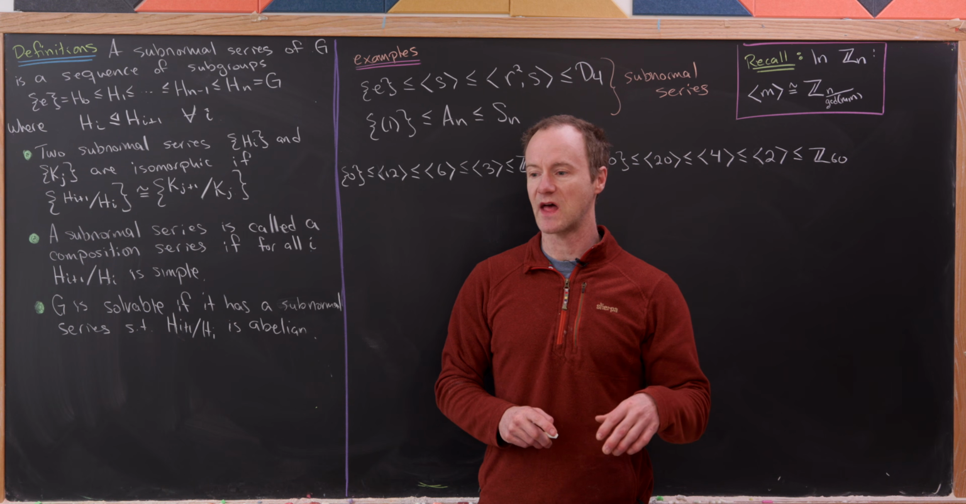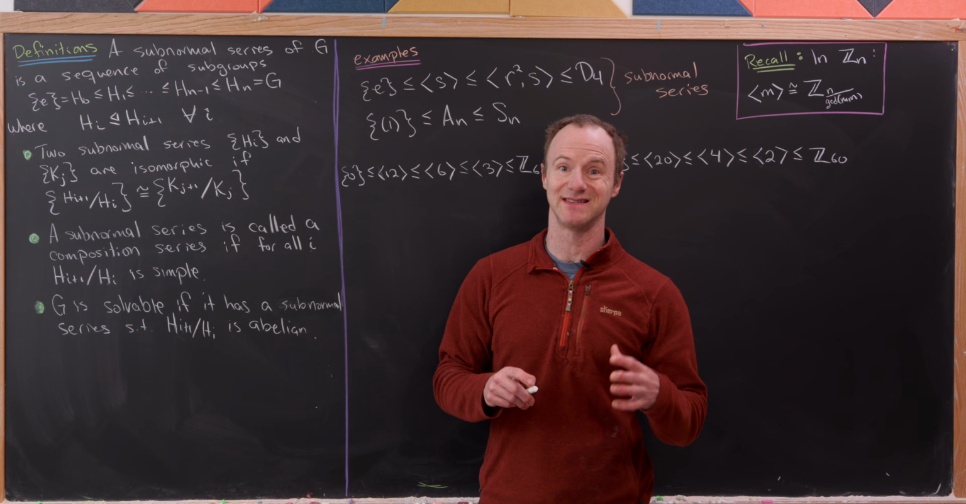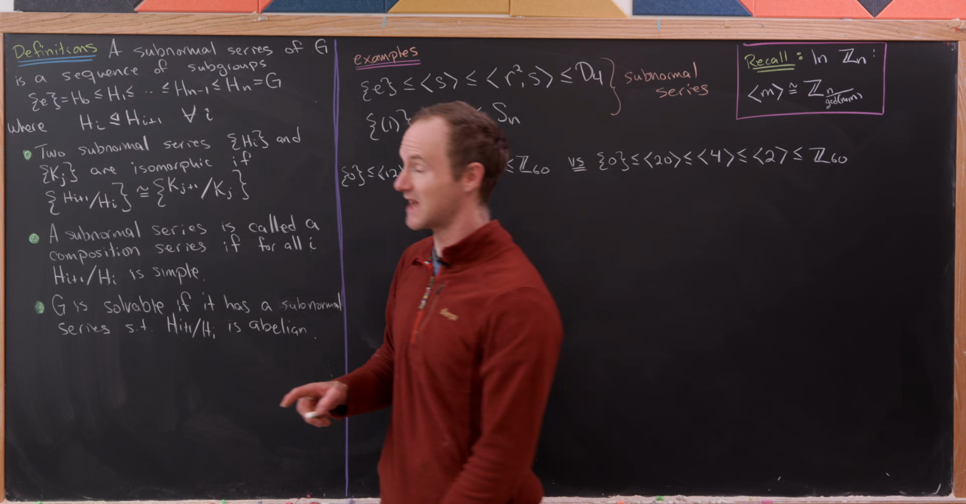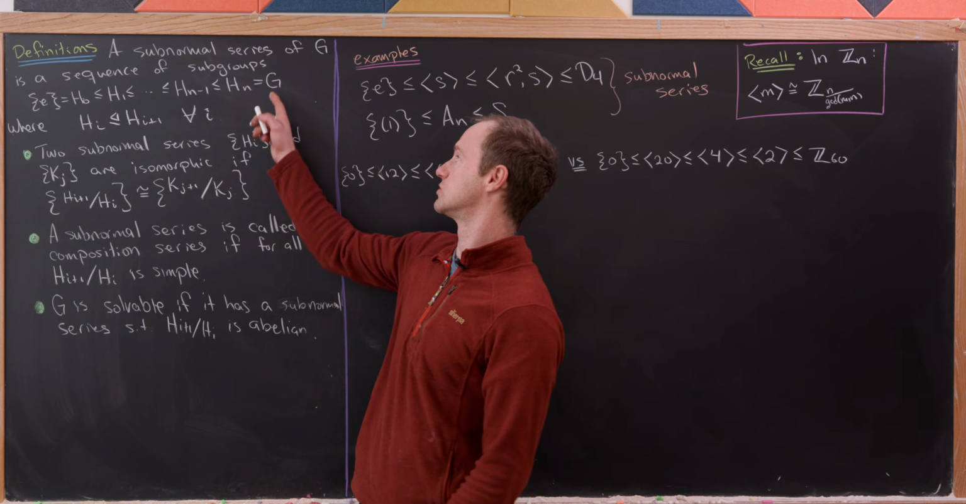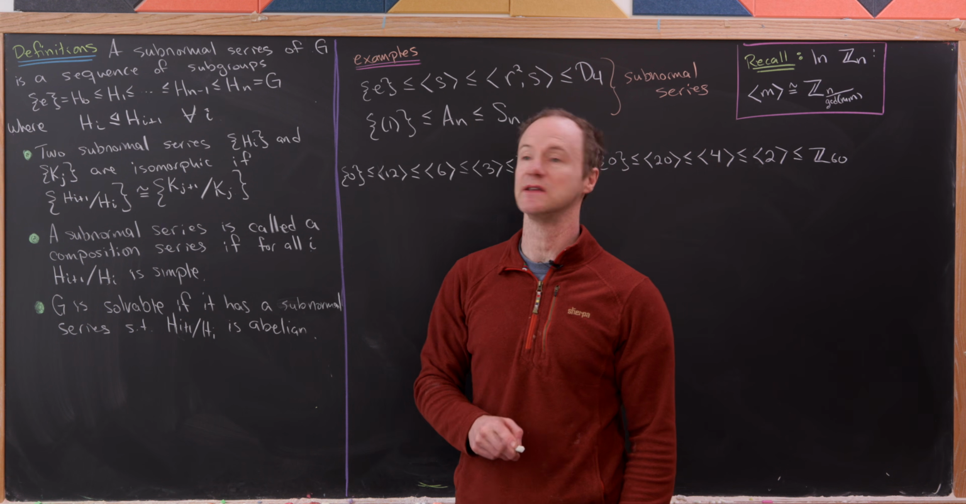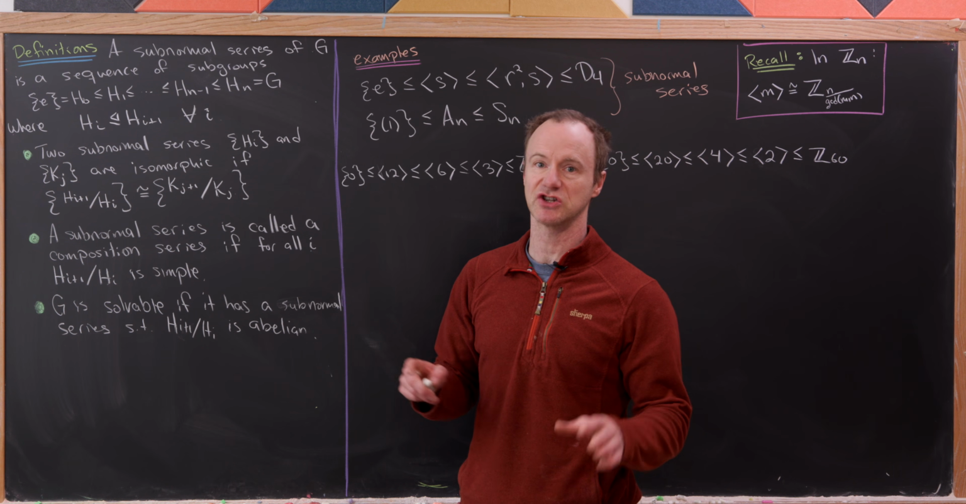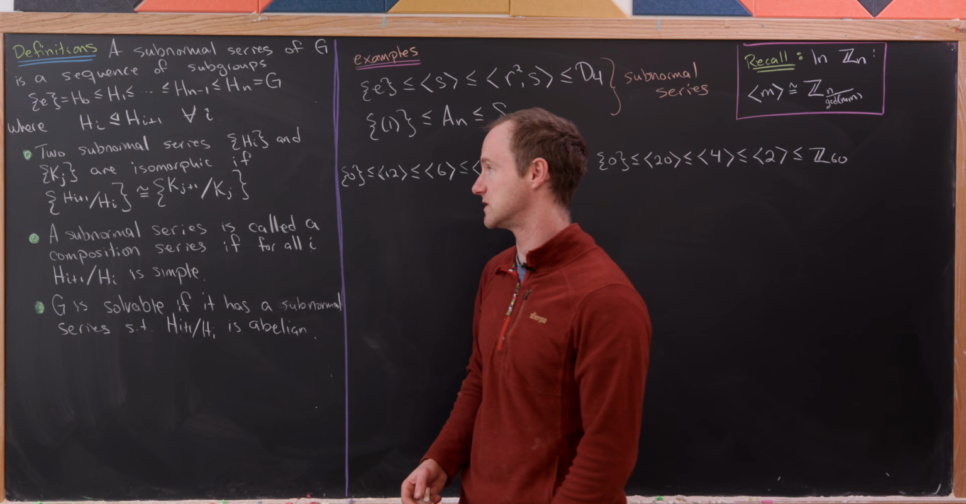But it's well known that normality of subgroups is not transitive. So this condition right here does not tell us that all of these subgroups are normal in G. Okay, so anyway, now let's look at some special conditions or types of subnormal series.